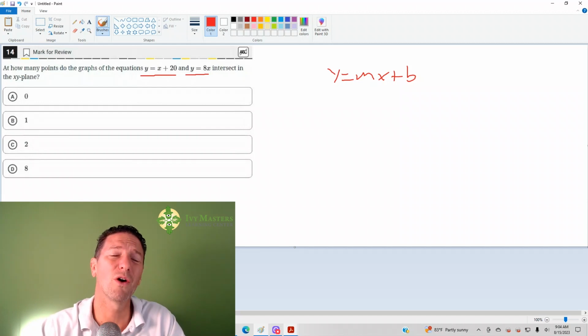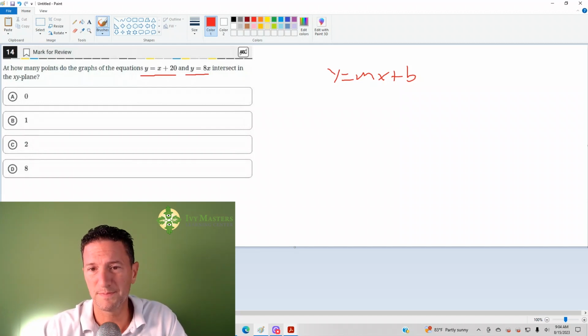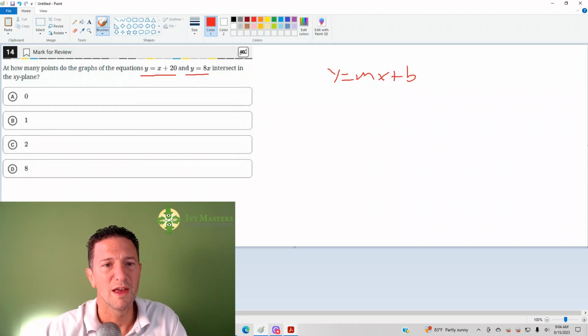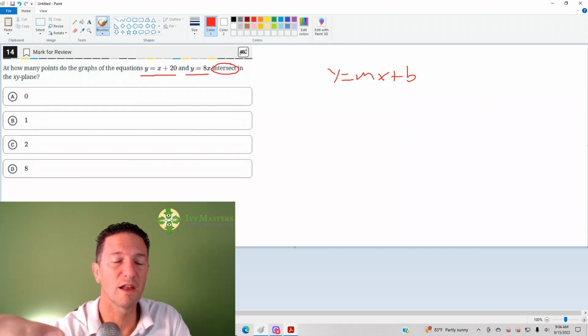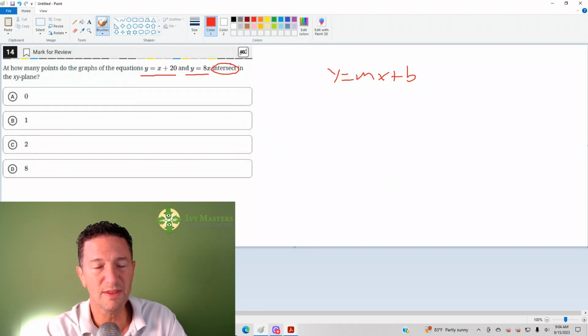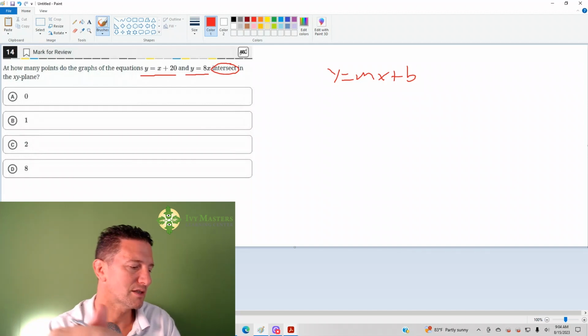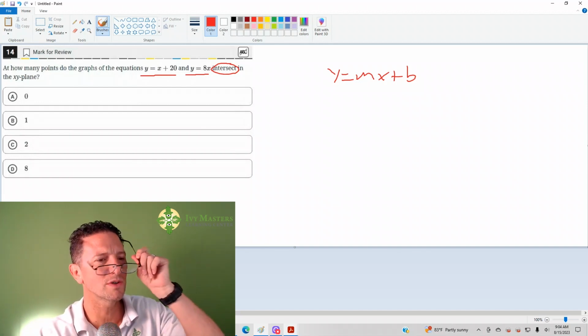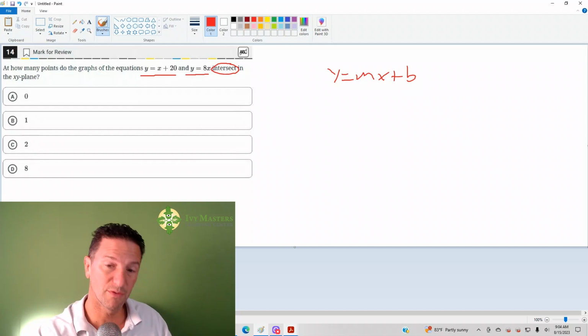So one thing is, whenever you see the word intersect, you've got to do a system of equations. And we could do the system of equations. But there is a way of knowing without doing anything. One thing is that answer choice D says 8 points of intersection.